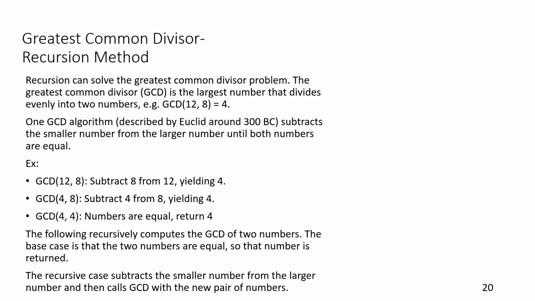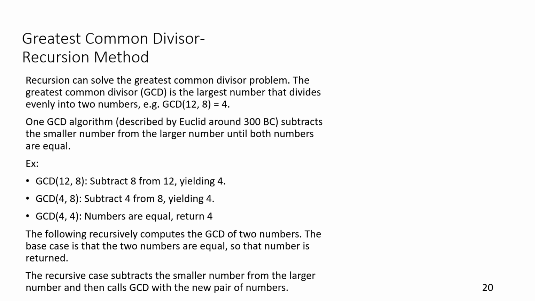And then coming to the greatest common divisor, it is basically a divisor problem. The GCD is the largest number that divides evenly into two numbers. One GCD algorithm subtracts the smaller number from the larger number until both numbers are equal. For example, GCD of 12, 8: we subtract 8 from 12 and get 4, and then GCD of 4, 8: subtract 4 from 8, yielding 4. Then GCD of 4, 4: since the numbers are equal, return 4.